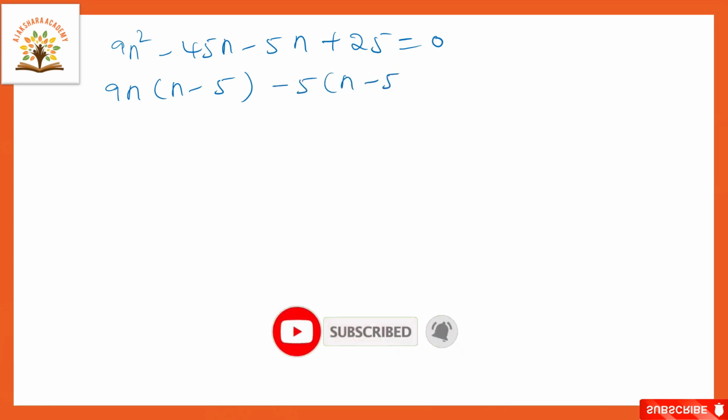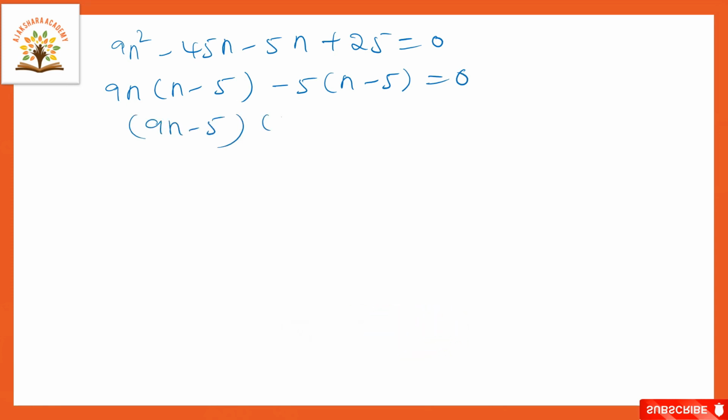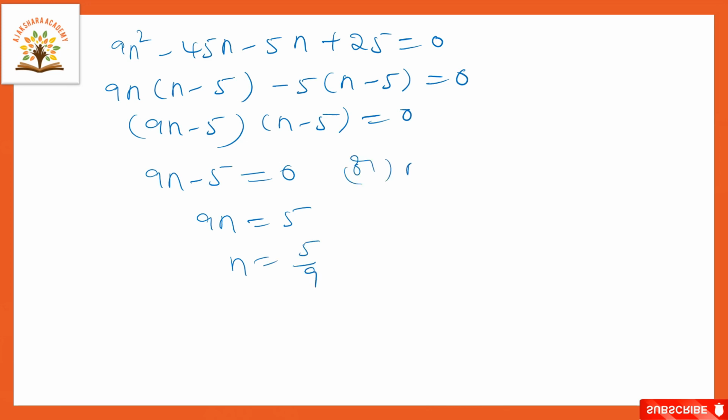9n² − 45n − 5n + 25 = 0. So here, taking 9n as common, (n − 5), and here −5, it becomes (9n − 5)(n − 5) = 0. Either 9n − 5 = 0 or n − 5 = 0. So if 9n − 5 = 0, then 9n = 5, n = 5/9, or n − 5 = 0, n = 5.